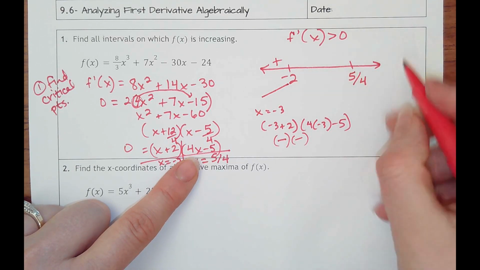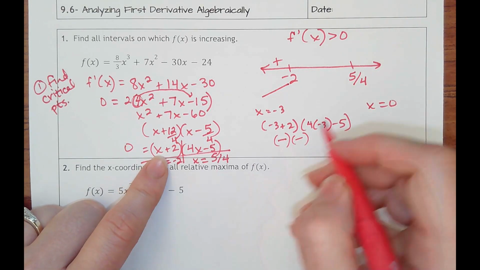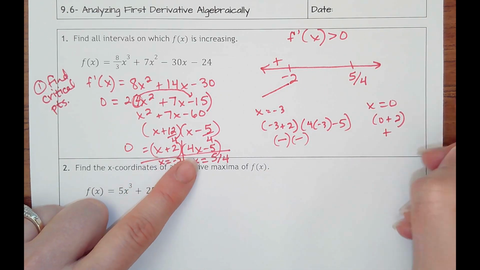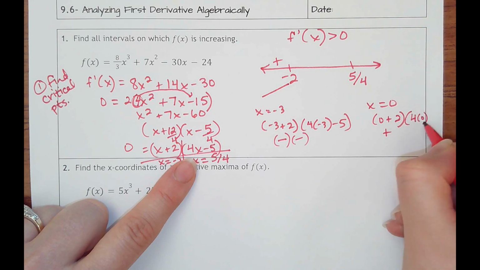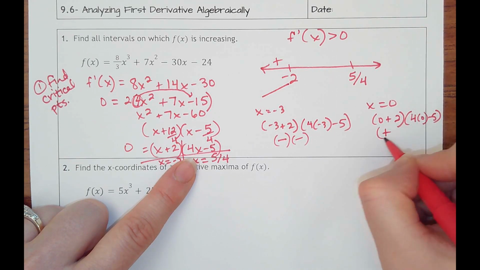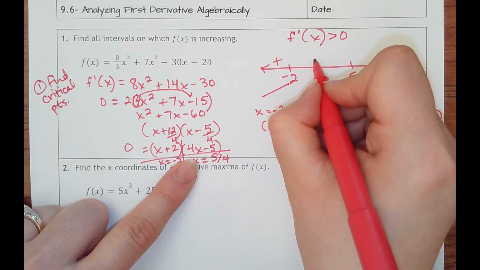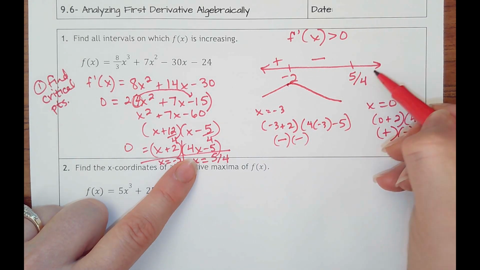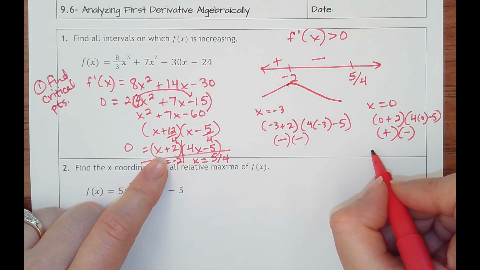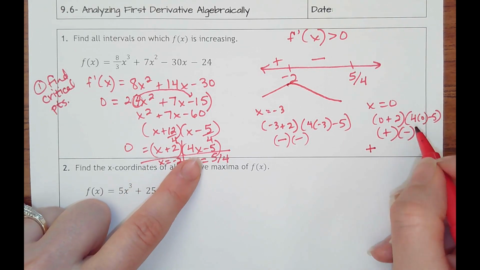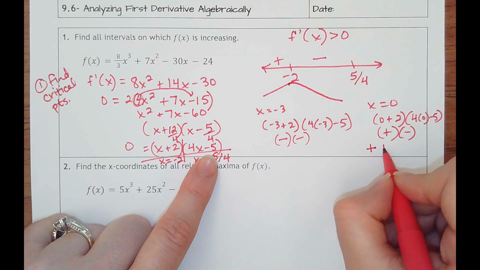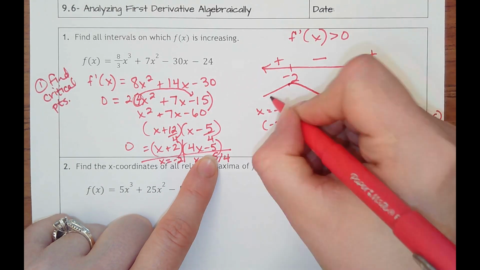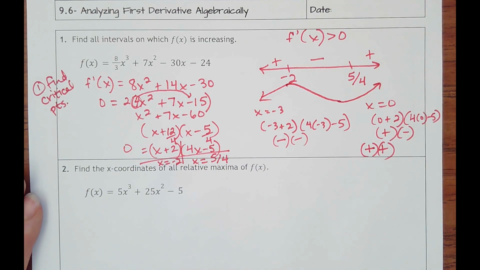Now we want to pick a number in here. The easiest thing to do would be x is 0. So 0 plus 2, I care about the sign, that would be a positive 2. And 4 times 0 minus 5, that would be a negative. A positive times a negative results in a negative. So now it's decreasing. 5/4 is 1 1/4, so let's pick 2. 2 plus 2 is 4, that's positive. And 4 times 2 is 8 minus 5, that's positive. A positive times a positive is positive. So then we're increasing again. That's somewhat what our function would do.